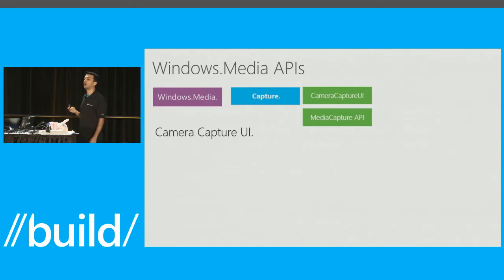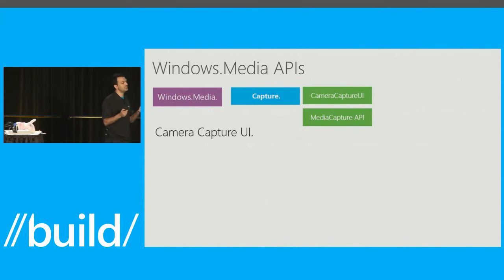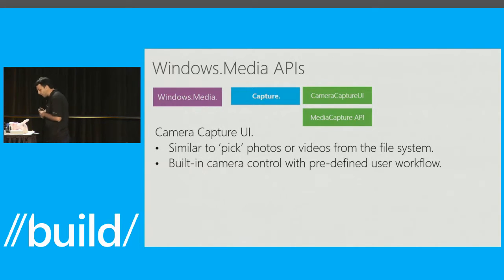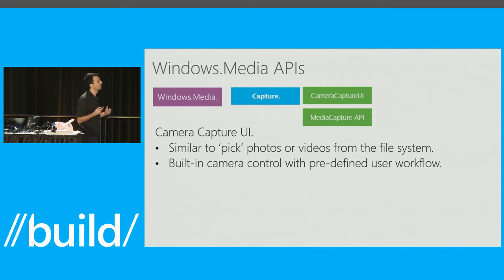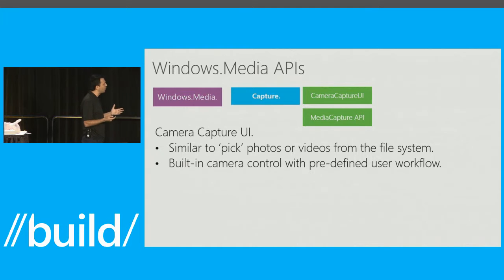Now, CameraCaptureUI is really what you would use if you're not really interested in the experience of taking the picture or recording video. The value add of the app that you're writing is to do something with it afterwards, right? So you don't want to spend your energy on the experience of taking the picture or recording video. What the users do is very similar to picking photos or videos from the file system. It's a built-in camera control with a predefined user workflow. You don't need to do anything. All you're given is a picture or a video as a result.